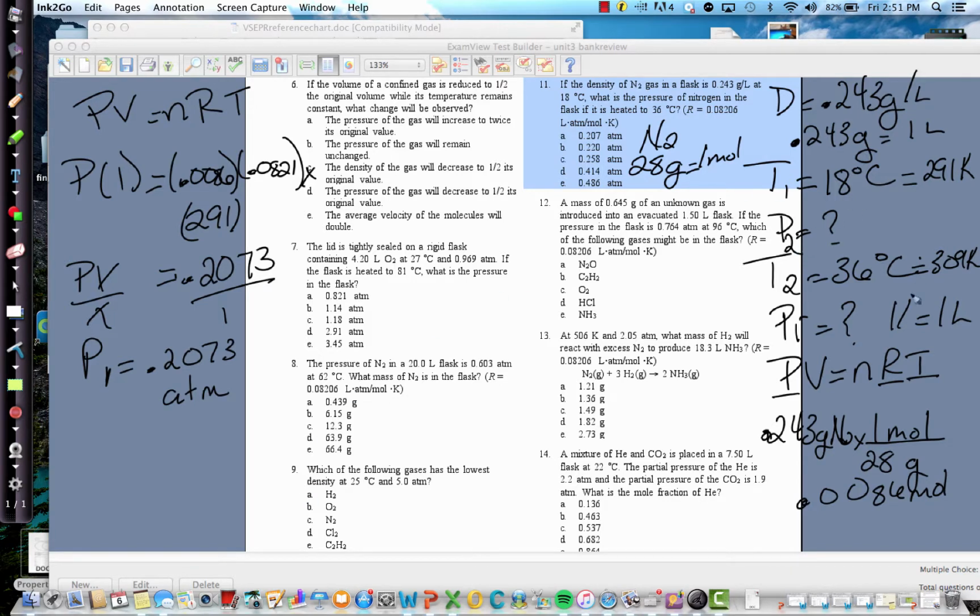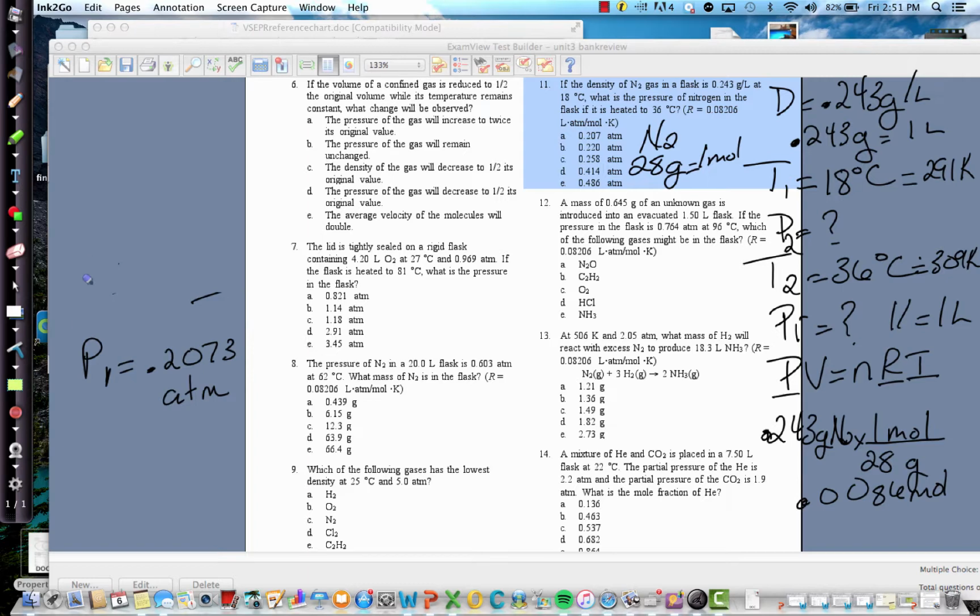I have my pressure here, but remember this is the original pressure. I want to know what the new pressure is at the new temperature. So the fun doesn't stop. You're going to do yet another calculation. Now I have P1, and I'm looking for P2. I also have both of the temperatures. So this is the combined gas law.